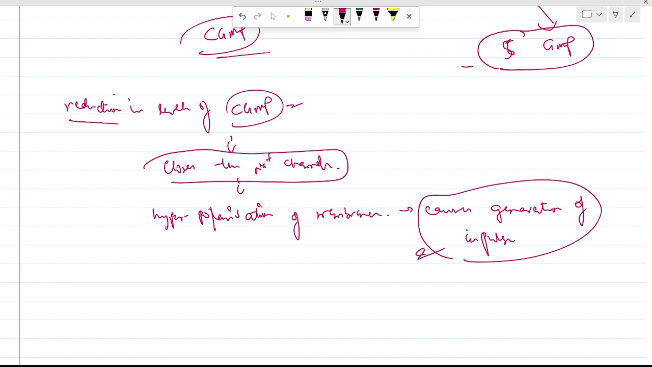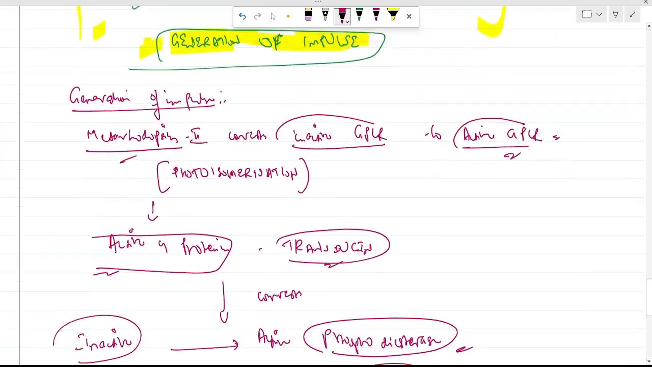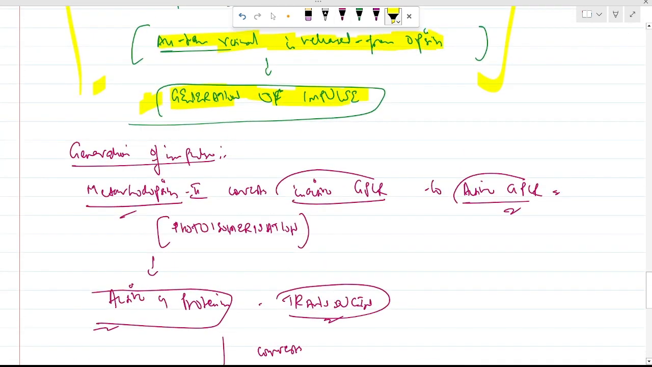This causes generation of nerve impulse, which is the hyperpolarization of the membranes. So it results from the closure of the sodium channels. So this is all about the generation of impulse. Very important. We need to remember some very important proteins. First is the beta-rhodopsin 2. This converts the inactive GPCR to active GPCR.